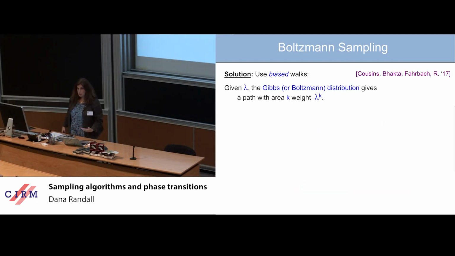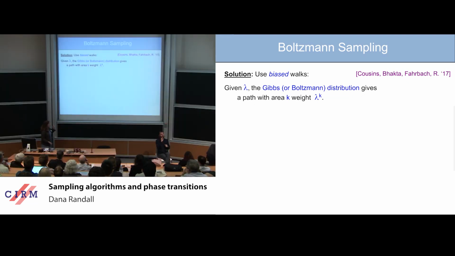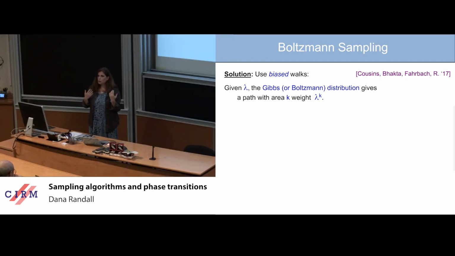So the solution is to bias things towards the smaller weighted areas, okay? So this is called Boltzmann sampling, and the Boltzmann distribution from physics, or the Gibbs distribution, says given one of these paths, I'm going to weight it by lambda raised to the area underneath the curve, okay? And I get to choose what lambda is.